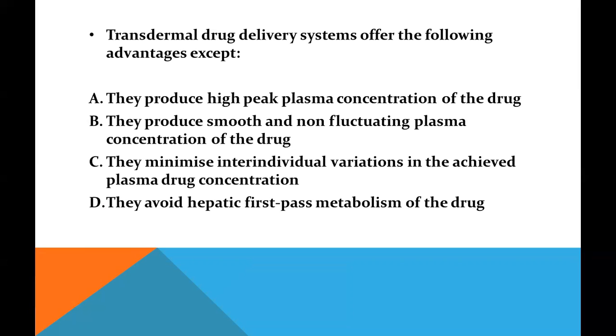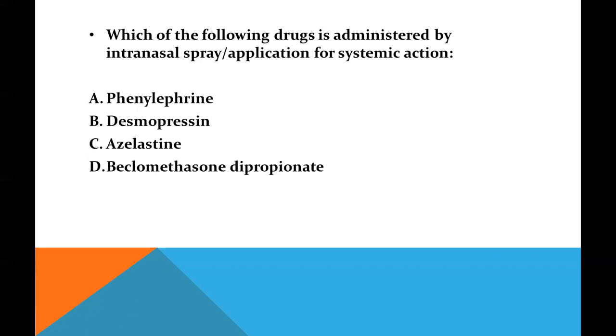The next question is, transdermal drug delivery system offers the following advantages except. So the options are, they produce high peak plasma concentration of the drug. Option B is, they produce smooth and non fluctuating plasma concentration of the drug. Option C is, they minimize the inter-individual variation in the achieved plasma drug concentration. And option D is, they avoid the hepatic first pass metabolism of the drug. So the correct answer is option A. They produce the high plasma peak concentration of the drug. Now moving to the next question.